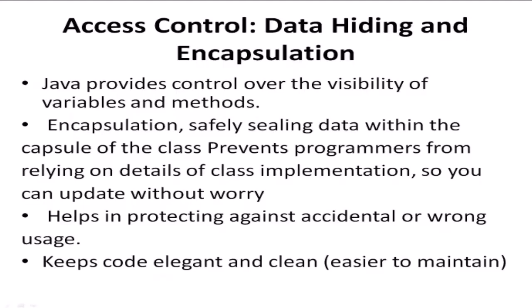In a similar manner, encapsulation is a safety seal around data within the capsule of a class. It prevents programmers from relying on details of the class implementation, so you can update without worry. In encapsulation, you have access modifiers like public, private and protected. If you make a class or method public, it will be visible to all users. But if you use private or protected, that particular content of the class will be protected. It won't be visible to the other users.